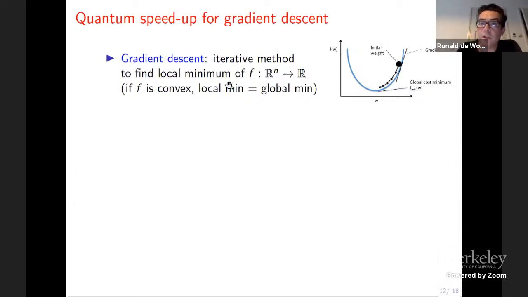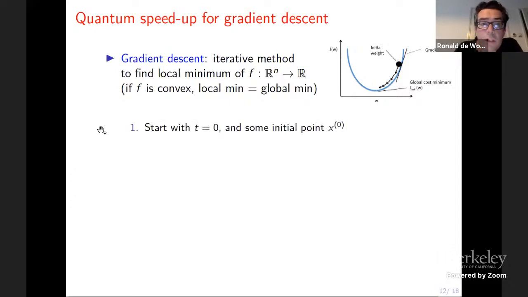If you're lucky, like you are in this picture, and the function you want to minimize is convex, then a local minimum is actually a global minimum. But even in many cases where your function is not convex, it's still useful to be able to find a local minimum. In many cases, a local minimum is actually pretty good. For instance, this is true when you're training neural networks.